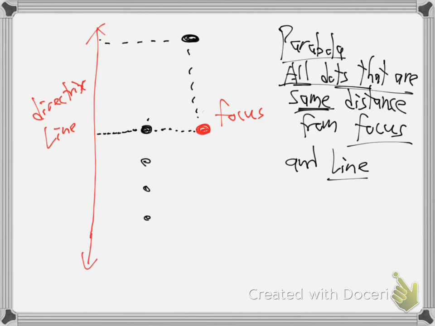Do you get the idea? It's going to be all the dots along this. It's going to be a parabola. See, all the dots on that parabola are same distance from the focus point and the directrix line. That's what a parabola is, the set of all dots that are the same distance between a line and a point. And that curvature that's created by that rule turns out to be very useful curvature for many real-life applications.